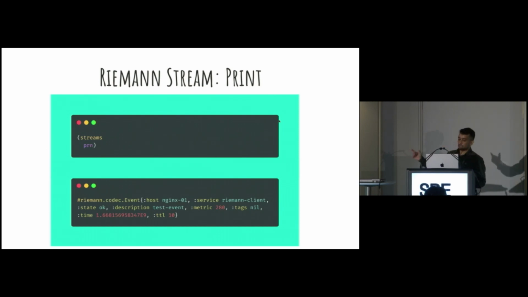At the top is a very simple Riemann configuration where we are just printing all the events in a stream to standard out. The bottom shows an example output. This is the output from standard output.